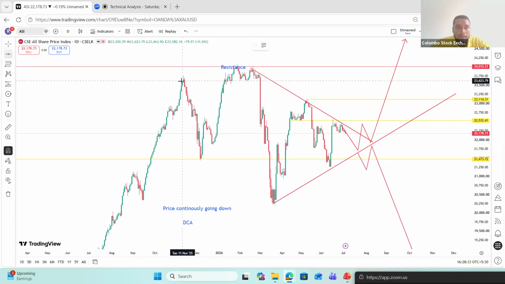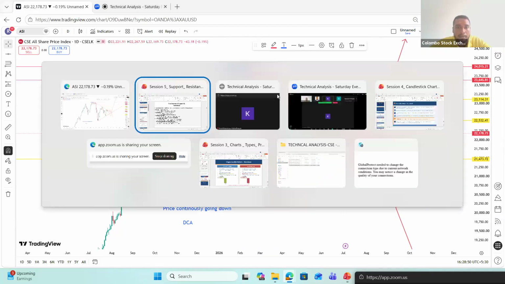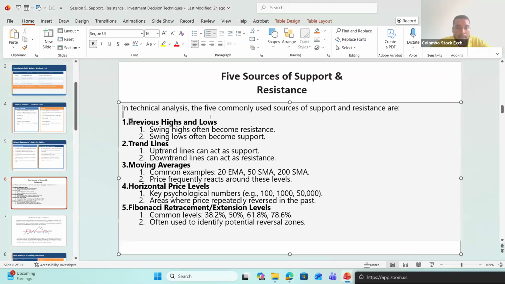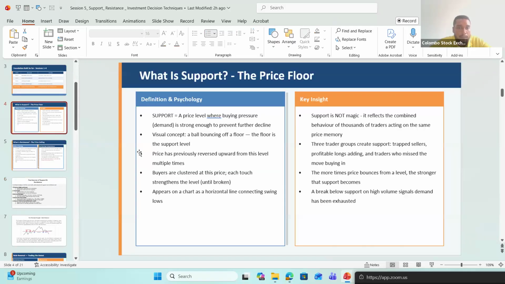And that is also, at this point, a resistance. Here, the price has reacted multiple times. If you are here, the price has bounced back up from that level, so this is a support at that point. Now since the price is below that level, it's a resistance. So like that, we can use previous highs and lows for marking support and resistance lines, right? And there are other sources, we'll discuss them in detail.